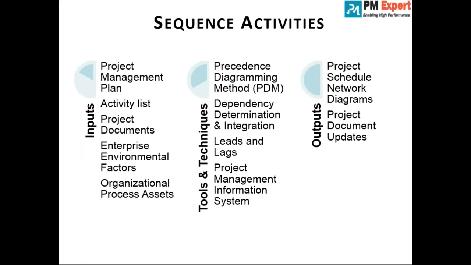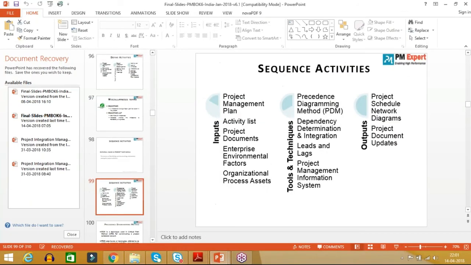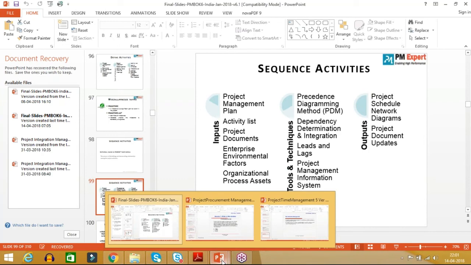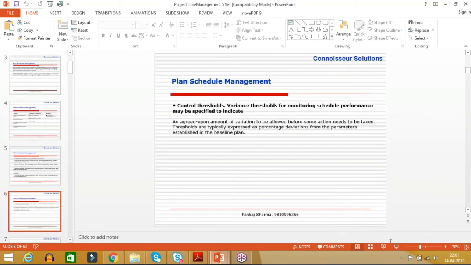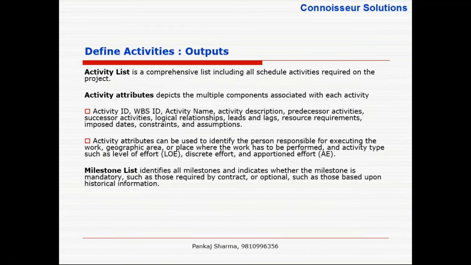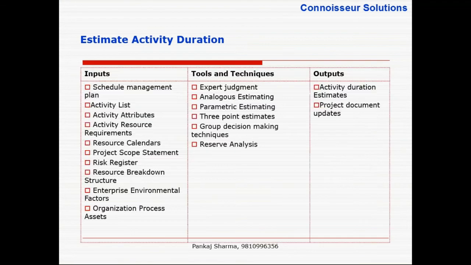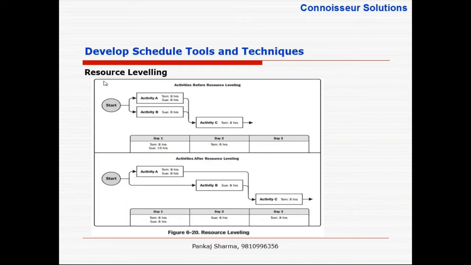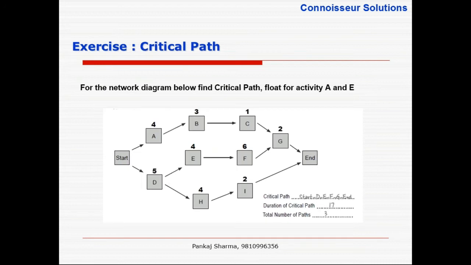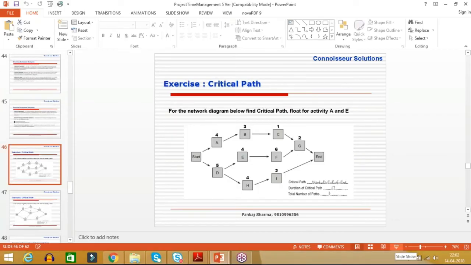Now we are talking about sequence activities. In sequence activities, eventually we are going to get project schedule network diagrams. Can I show you some sample and simple project schedule network diagrams? Let me show you some of them. Can you see this project schedule network diagram? When you put all the activities in sequence, you will get a diagram like this. Does it make sense or not?